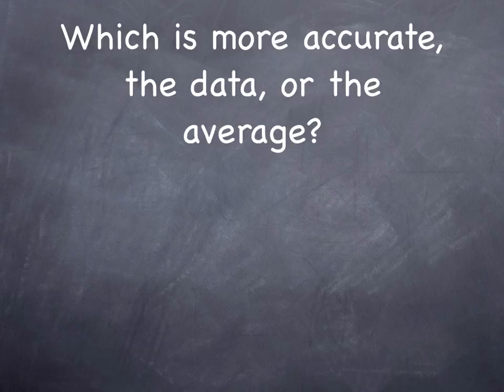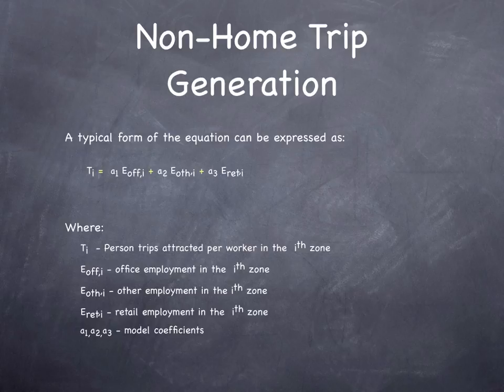Often the model is a better representation of reality than the raw data that you have because the raw data is just a sample. Let's say we're trying to predict the aggregate zone level trip generation at the non-home end during the afternoon peak period. We might specify the model as shown. The number of trips depends on the number of office employees, other employees, and retail employees. The number of trips is the dependent variable. The number of employees by type are the independent or explanatory variables.